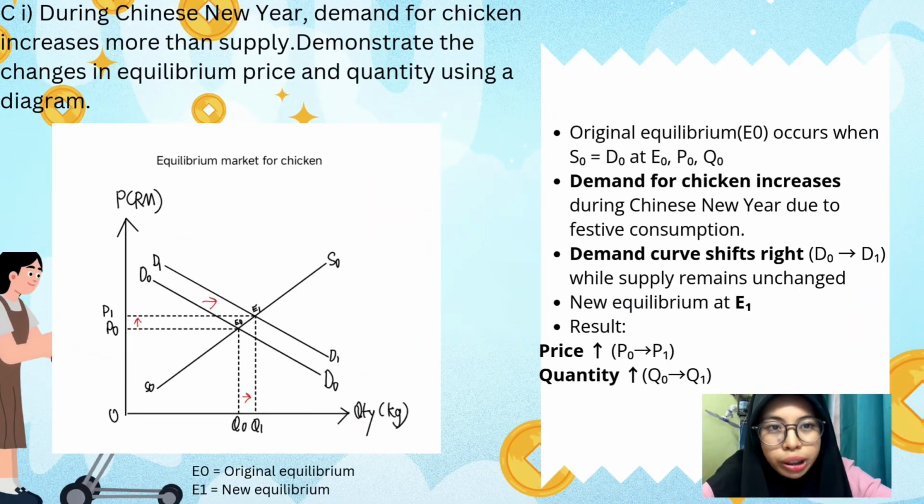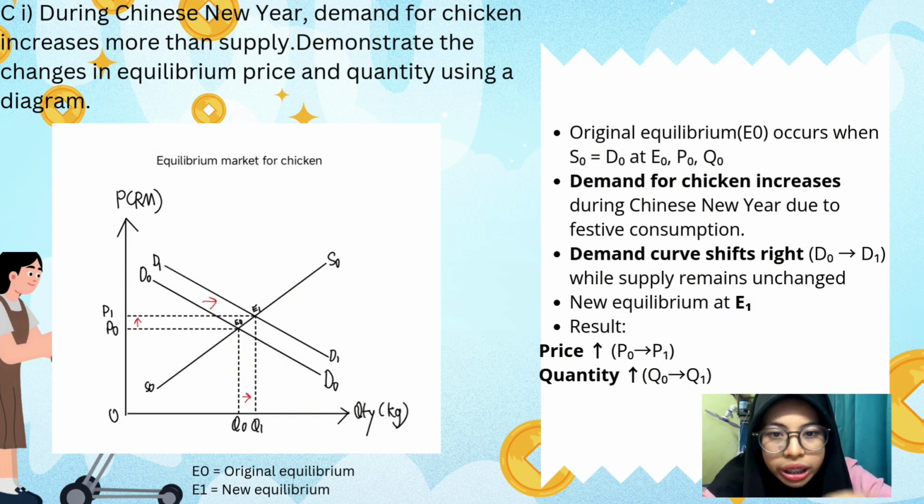Okay, so next we will look at what happens to the market for chicken during the Chinese New Year. Initially the market is at equilibrium point E0, where the demand and supply are equal at price P0 and quantity Q0. However, during the Chinese New Year, many families prepare festive meals, so the demand for chicken increased significantly. This caused the demand curve to shift to the right from D0 to D1, while the supply remains the same.